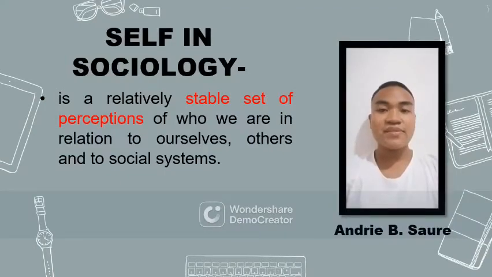The self is a relatively stable set of perceptions of who we are in relation to ourselves, others, and to social systems. The self is socially constructed in the sense that it is shaped through interaction with other people.